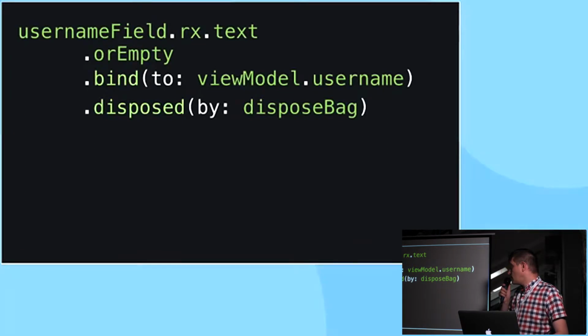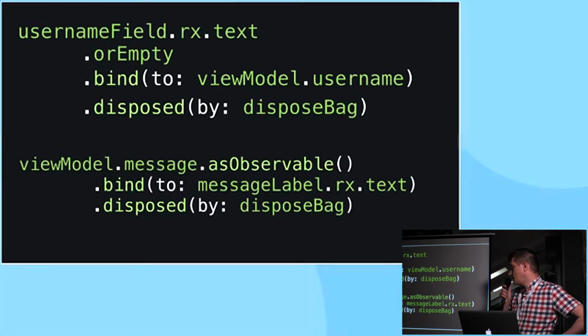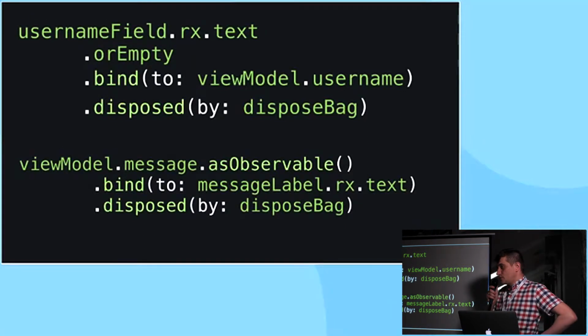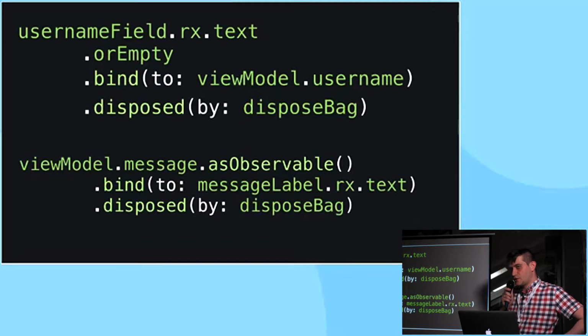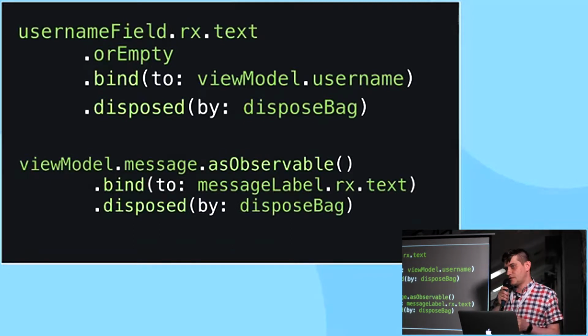Now I would like to show you another binding, but this time it's binding to the output. So this time we want to redirect our viewModel error message to our message label. So as you can see, it's very similar to the previous one, but this time we just inverted the order of components.